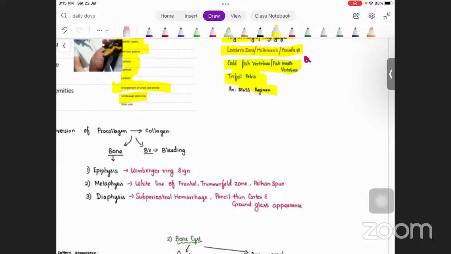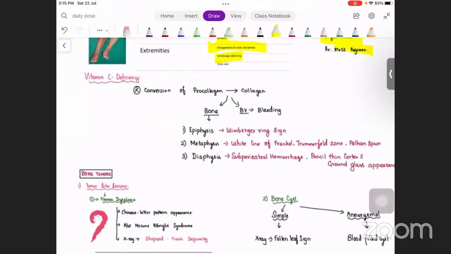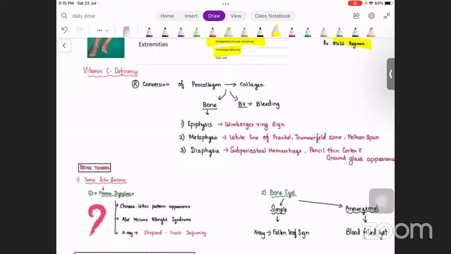What is the regimen we use for osteomalacia? Stoss regimen. Trefoil pelvis, cod fish vertebra or fish mouth vertebra, Looser zone or Milkman fracture, and then you have polyarthralgia or polymyalgia.